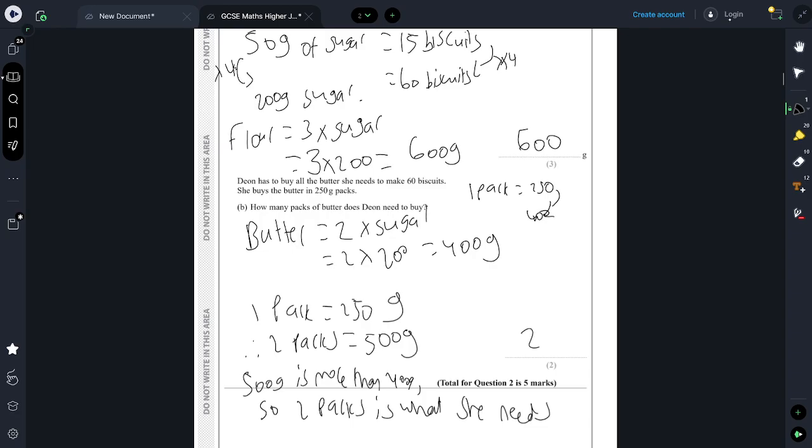Bear in mind, it's not 1 and it's not 1.67 or something. It has to be a whole number, because you can only buy whole number packs. And if you still have some butter left, you're going to need to just buy another pack, even though you're going to have some butter left over.